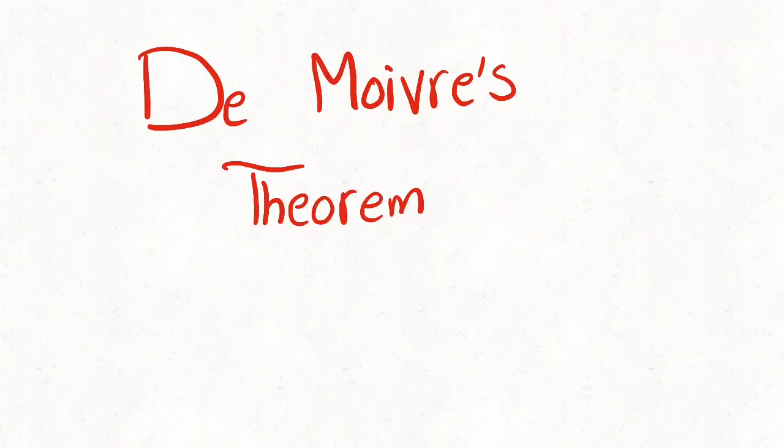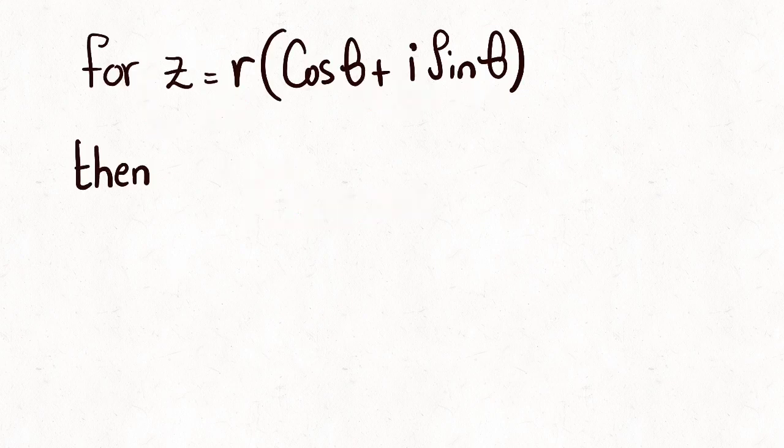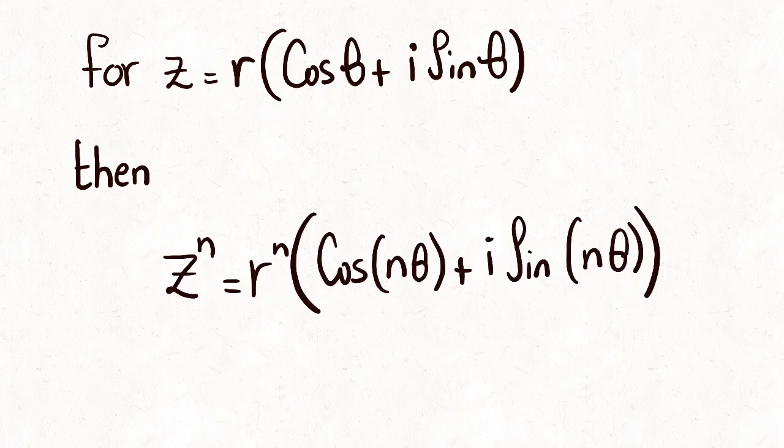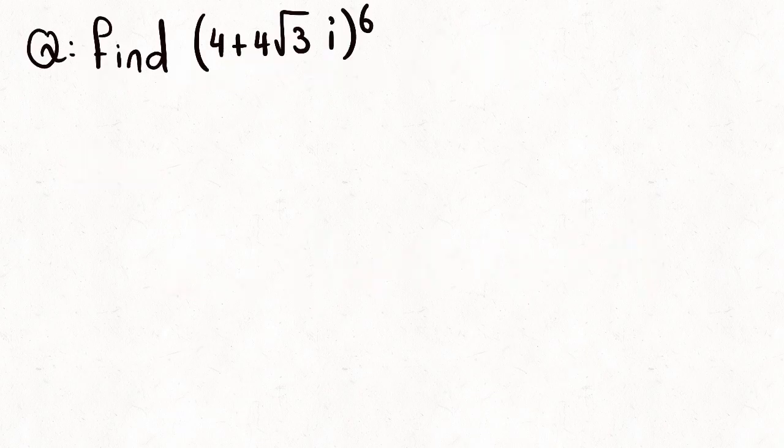De Moivre's theorem. Now, if you are given z equals r cosine theta plus i sine theta, then z to the n will be r to the n cosine n theta plus i sine n theta. Take the following example. Find 4 plus 4 radical 3i to the power 6.